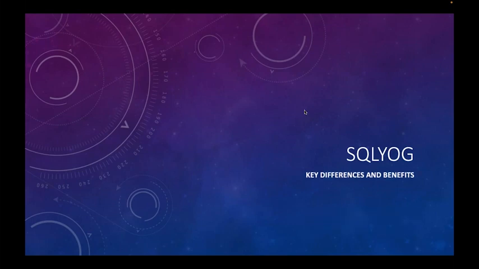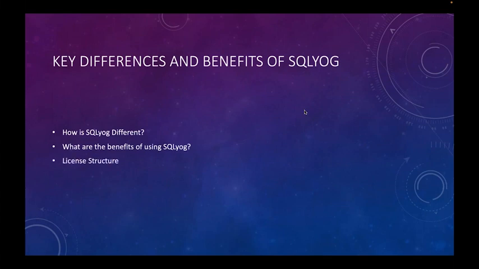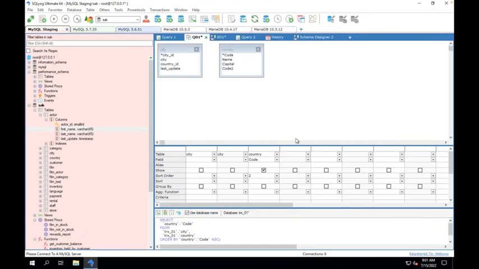So we are here to discuss SQLyog and the key differences and benefits of using it. What we are going to do today is understand how SQLyog is different. We are going to understand what the benefits of using SQLyog are. As usual, we'll understand the license structure, but we'll also do a floating walkthrough. So what's a floating walkthrough? We will discuss SQLyog as usual, but instead of going through just the slides, we are also going to work on and understand it through the application itself.